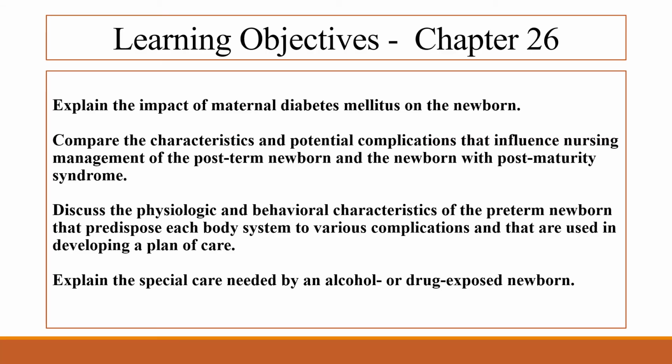So your learning objectives for chapter 26 would include, we want to talk about the maternal diabetes mellitus on the newborn. We also want to talk about in comparison characteristics between that post-term newborn and a newborn with post-maturity syndrome, which I discussed a little bit earlier. We want to discuss the physiologic and behavioral characteristics of the preterm newborn that predispose each body system to various complications that are used in developing a plan of care. And then we also want to talk about the alcohol and drug exposed newborn.